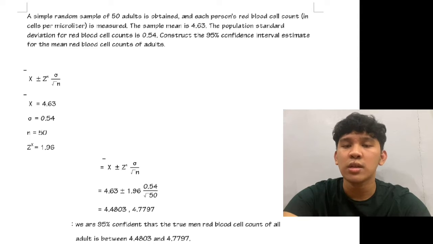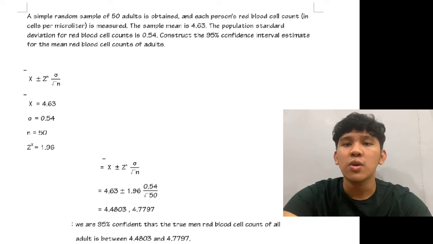In the do step, we can start by writing how we are going to construct the interval, which is we will take our sample mean and we will add or subtract a margin of error, which is Z star times sigma over the square root of n. So if I fill in all these values, we know we had a sample mean of 4.63 plus or minus.